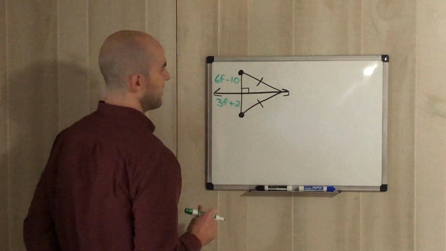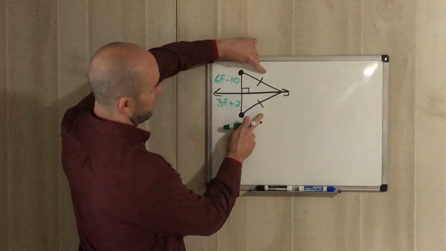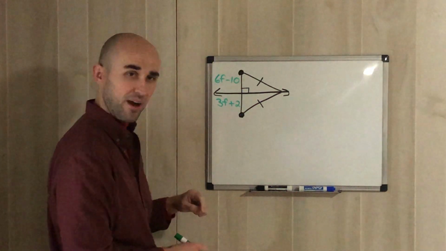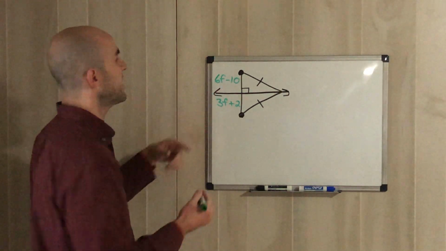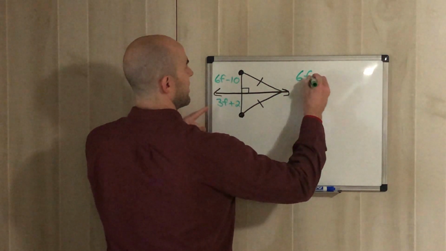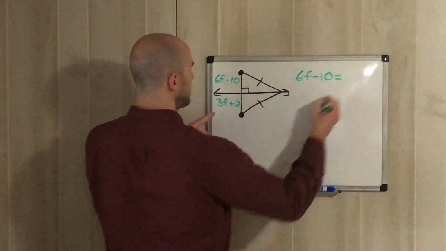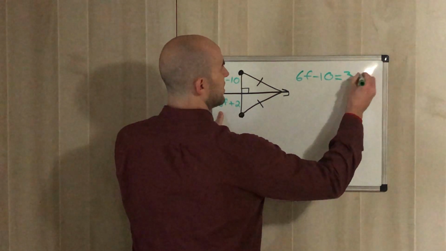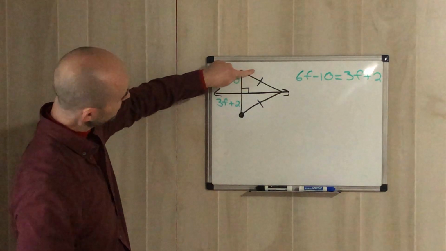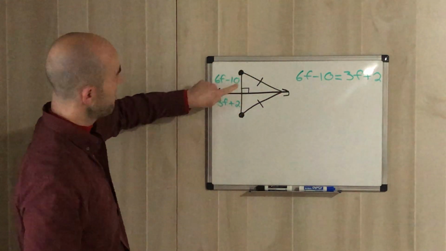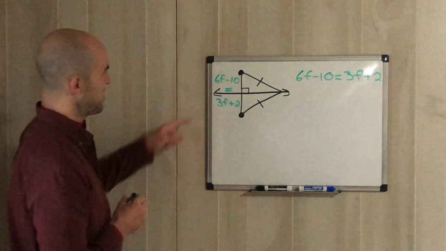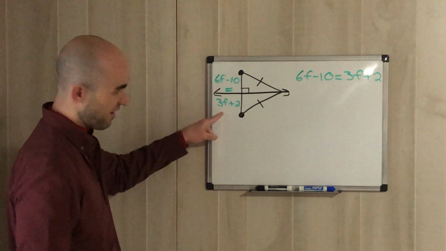We know that that's a right angle. We know that these two are the same. So if these two are the same, automatically those two are the same, right? And if they're both the same, we can write it out that way, right? We can write it out that 6f minus 10 equals 3f plus 2, right? And we know that they're equal because, again, right angle, and those two are congruent, so automatically these two are congruent. And if they're congruent, we just set them equal to each other. 6f minus 10 equals 3f plus 2.